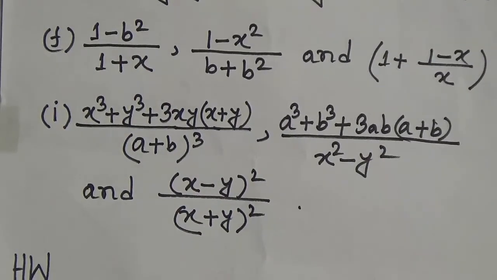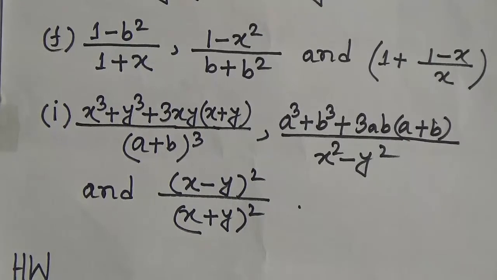Question number 1 is (x³ + y³ + 3xy(x + y)) divided by (a + b)³, multiplied by (a³ + b³ + 3ab(a + b)) divided by (x² − y²), and left (x − y)² divided by (x + y)².